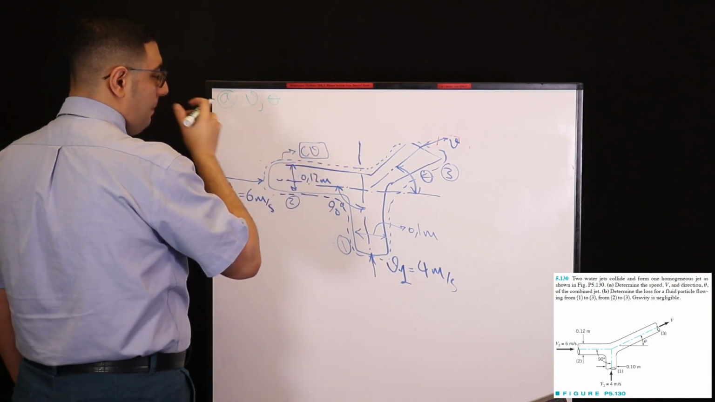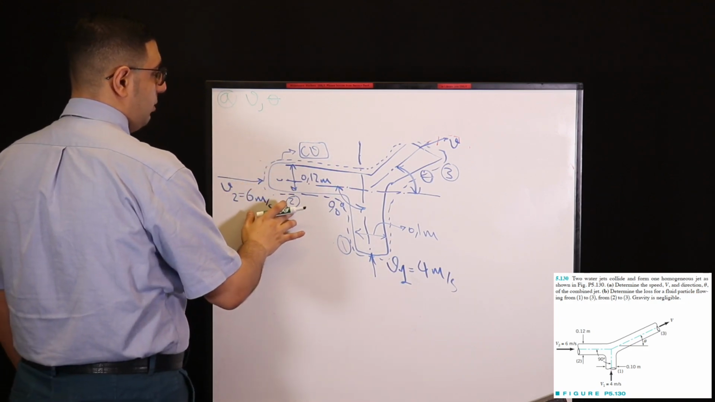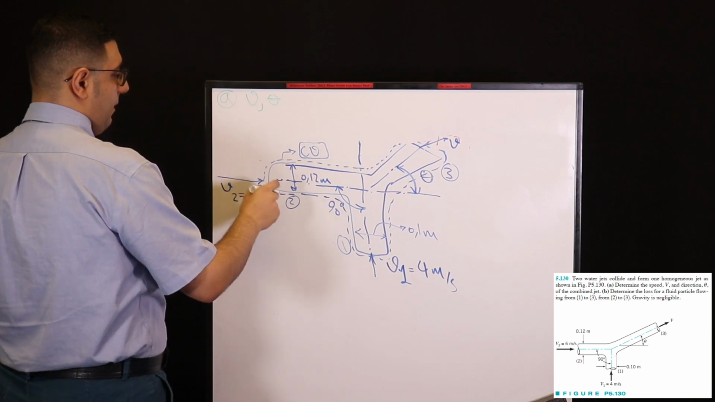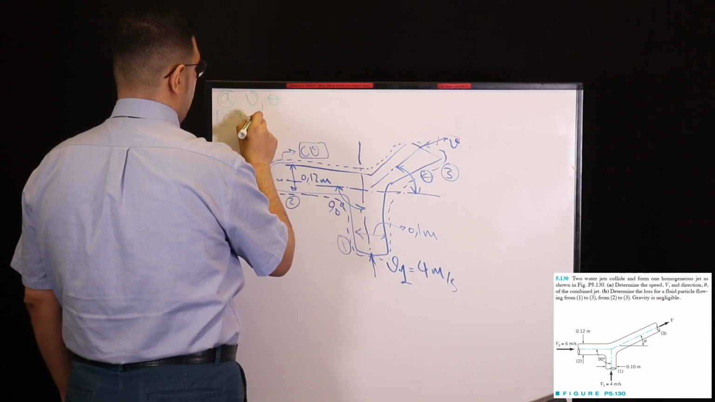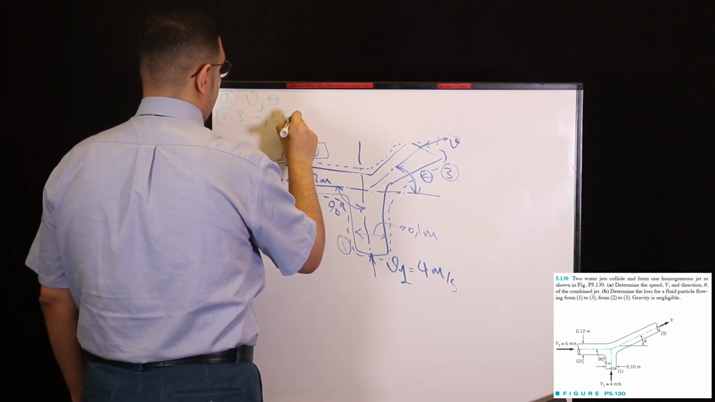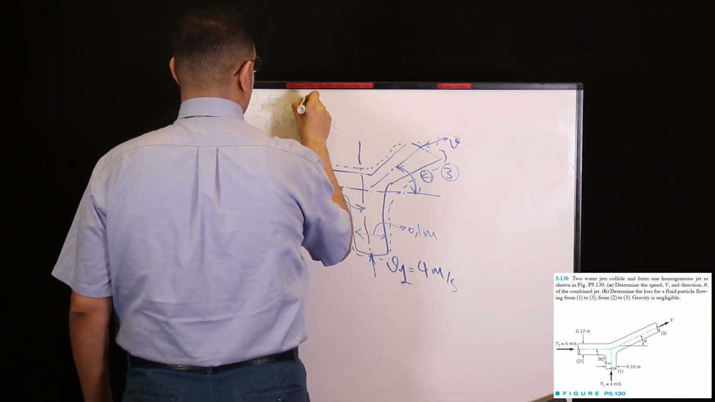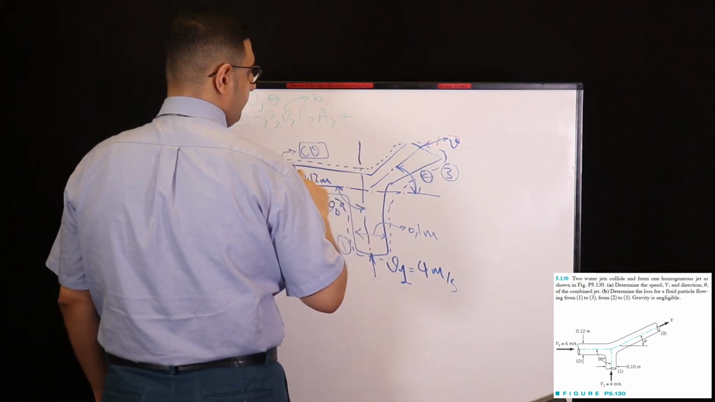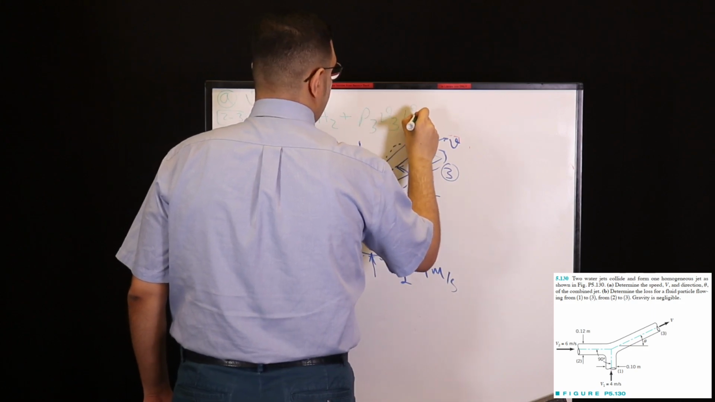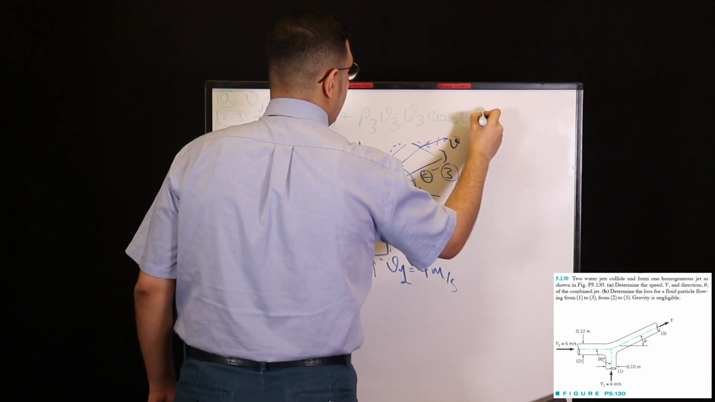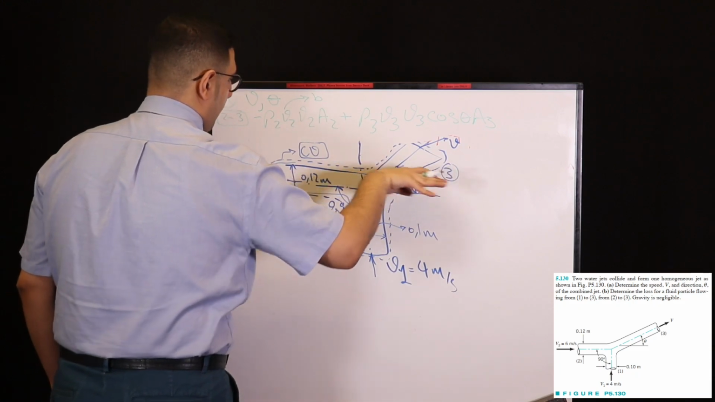write the momentum equation from 2 to 3 and also 1 to 3. From 2 to 3, we have the linear momentum equation as this: minus rho2 V2 V2 A2, this is B, plus rho3 V3 V3 cosine theta A3, because it's going to be merged in the x direction.